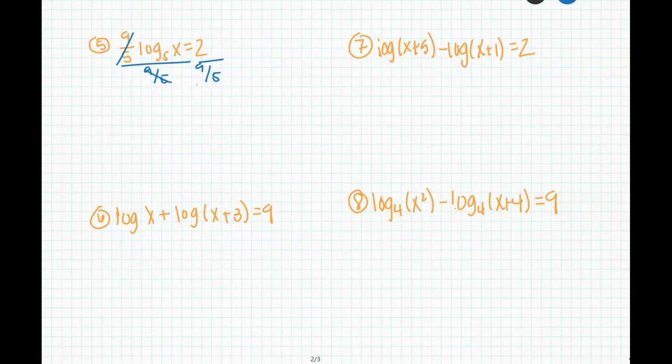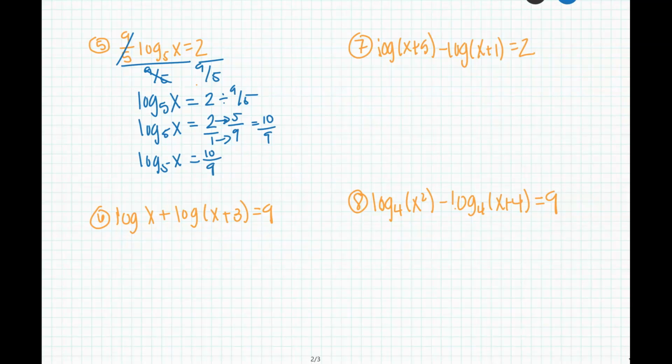And so that would cancel with this one. And that would give me log of 5x is equal to 2 divided by 9/5. In order to divide with fractions, you want to keep the first one, change it to multiplication, and flip the second. So this gives me log base 5 of x equal to this over here. We're going to make that a fraction, multiply across the top to give me 10, across the bottom to give me 9, or again, we could switch over to that calculator. So I have log base 5 of x equal to 10 over 9.